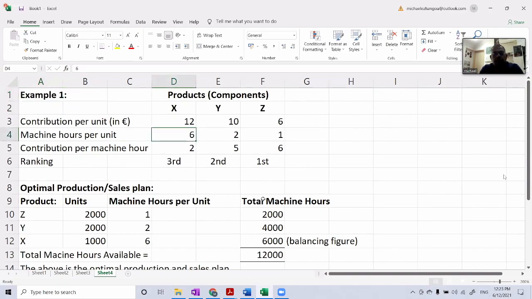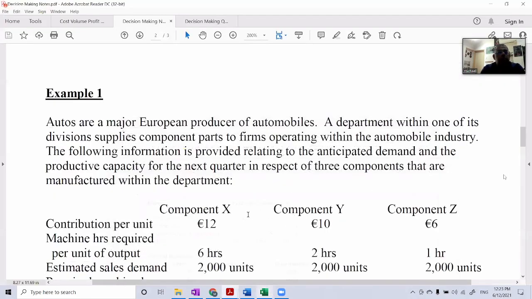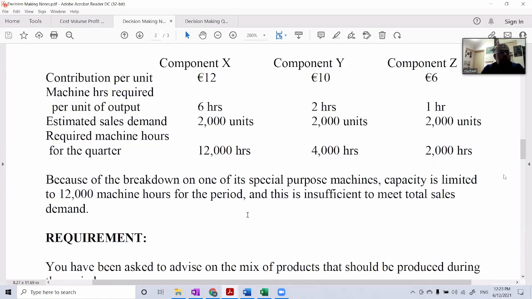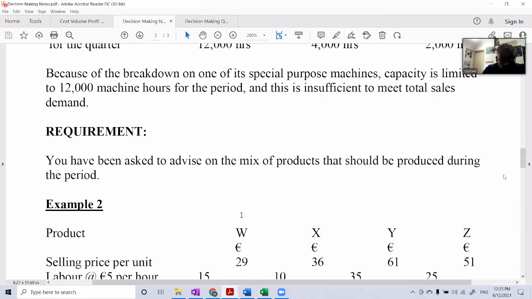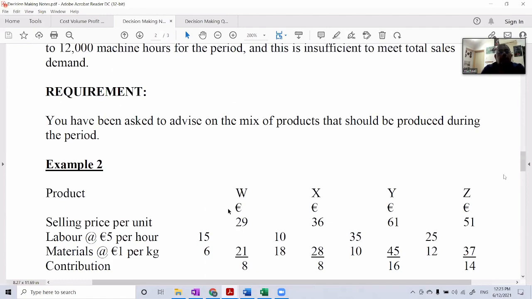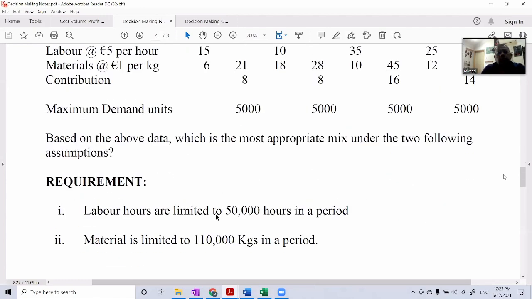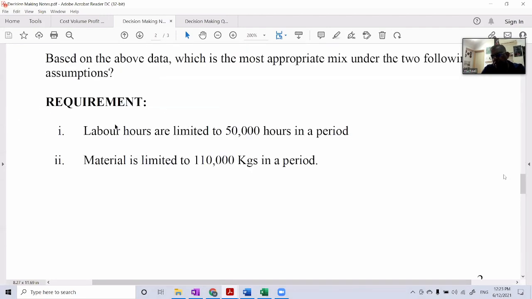Moving on, yeah. Now, example 1, requirement. Next is example 2. All right. They have 2 different limitations here, yeah. Labor hours and material, right?